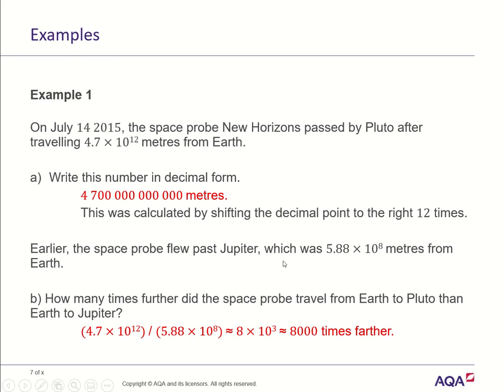Earlier the space probe flew past Jupiter, which was 5.8 times 10 to the 8 meters from Earth. How many times further did the space probe travel from Earth to Pluto than Earth to Jupiter? I do that value divided by that value, and it comes out as that, which is 8,000 times further. Again, if you didn't get the right answer, just go back through it, type it into the calculator again, or rewatch the bit earlier where I was typing it in, see if you did anything wrong.